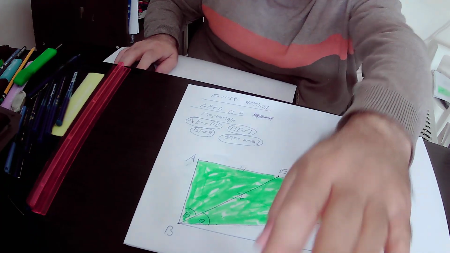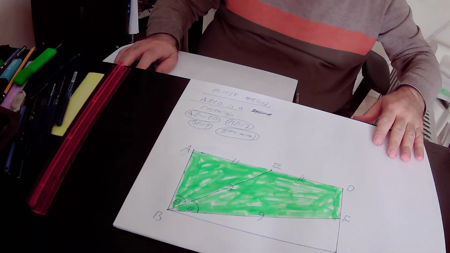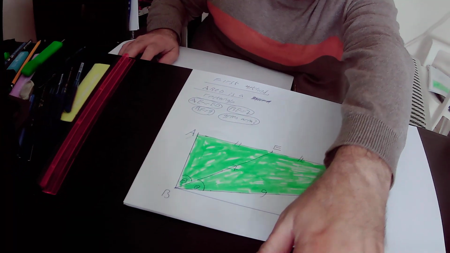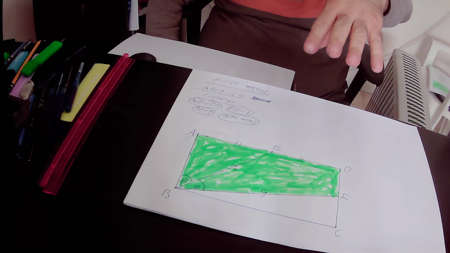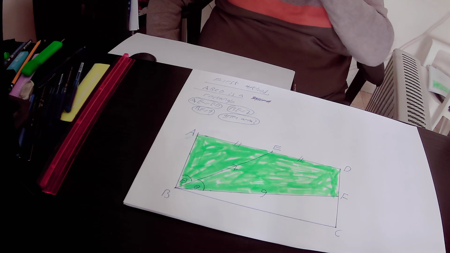Hello, in this lecture we will find out the area of the green shape in three different methods. In the drawing we have rectangle ABCD.